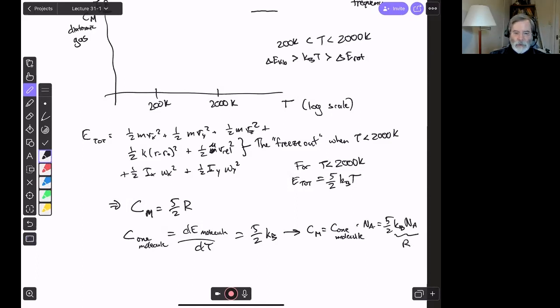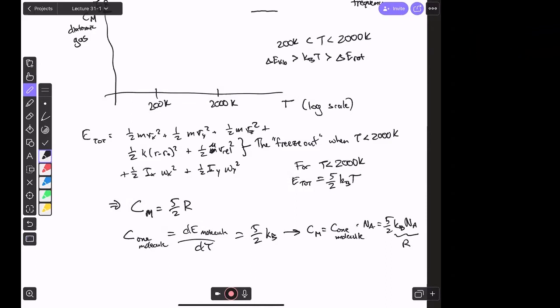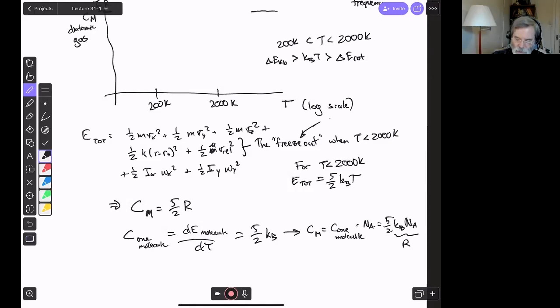Yes, Allison? What does it mean for a term to freeze out? This is a good question. It just means that kBT is significantly less than the energy spacing between them.